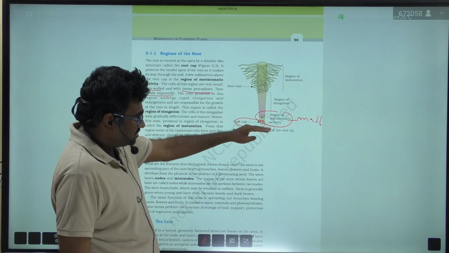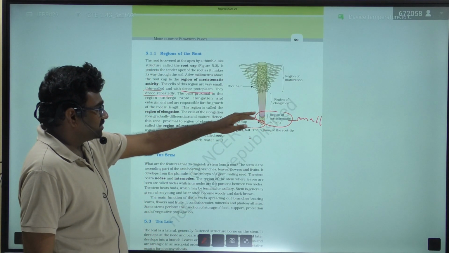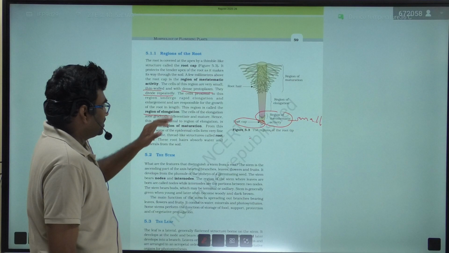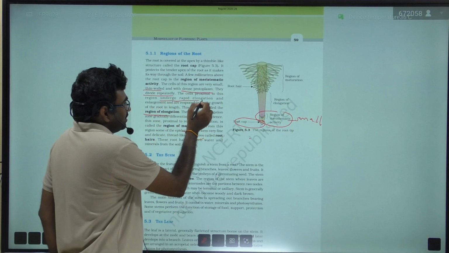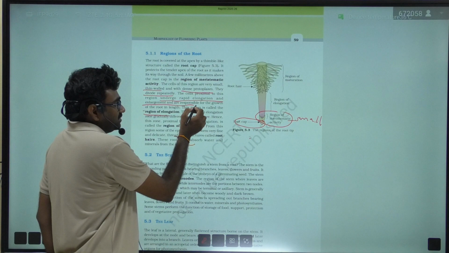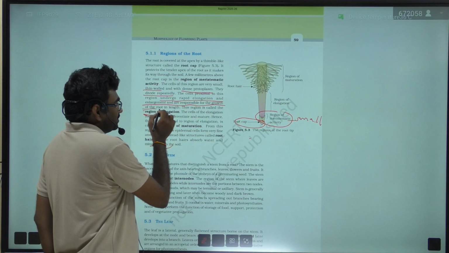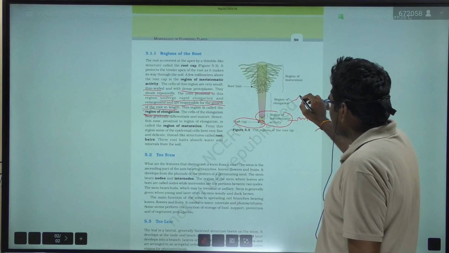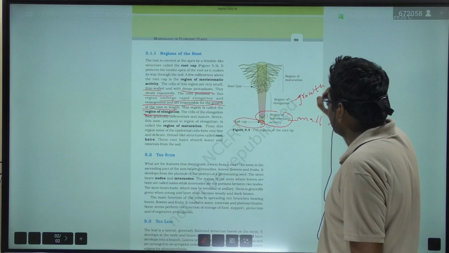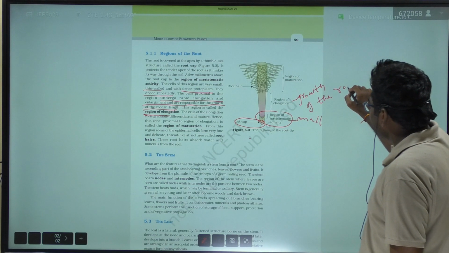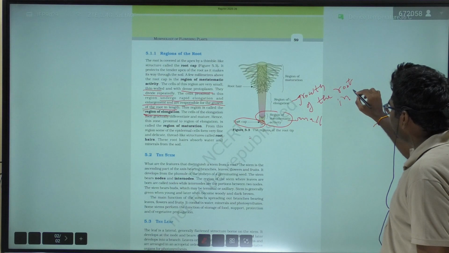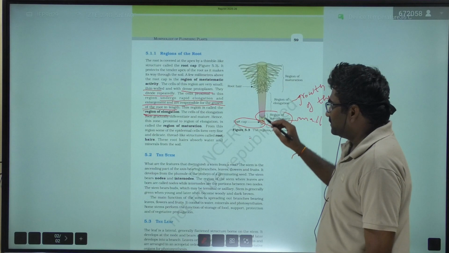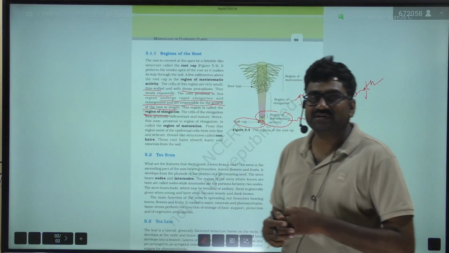Proximal to the region of meristematic activity, the next region is the region of elongation. Here the cells undergo rapid elongation and enlargement, and are responsible for the growth of the root in length. The cells of this elongation zone gradually differentiate and mature.